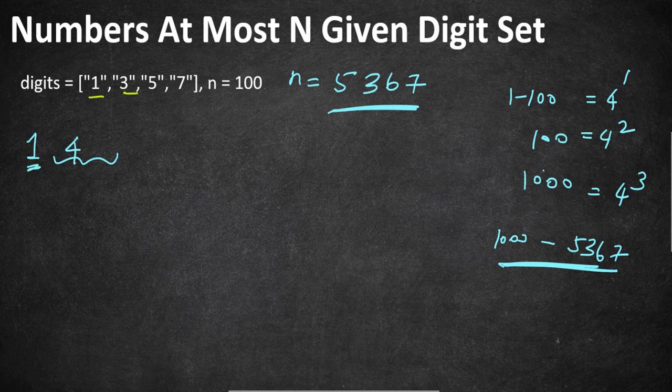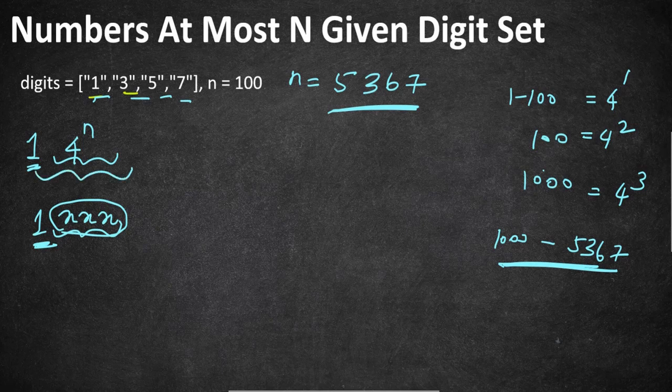For example, if the number is 1 and the rest of the 3 digits are x, x, x, these x's can be any of these 4 given digits. So again, you have to form a 3-digit number and append it with 1. So keeping 1 as constant, you would have 4 cube or 4 power n to construct the rest of the numbers.